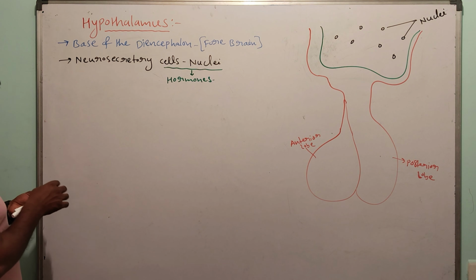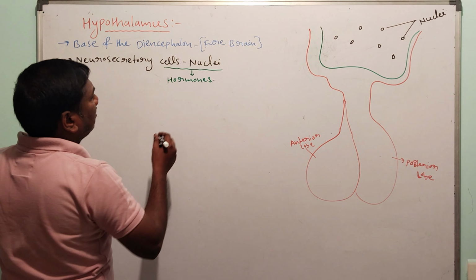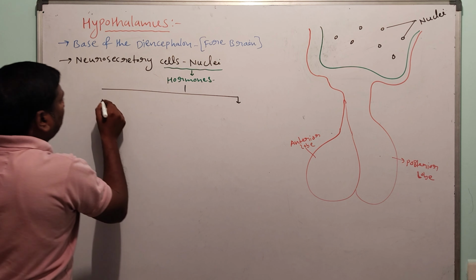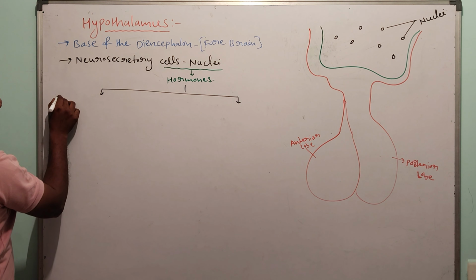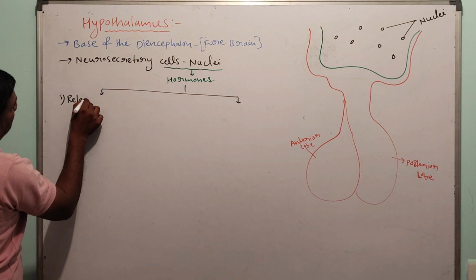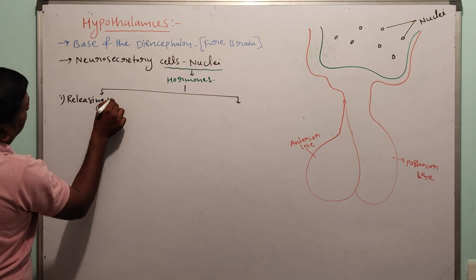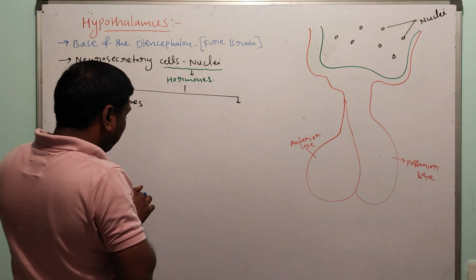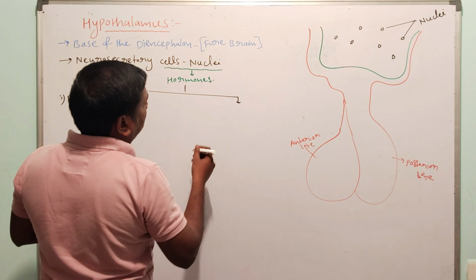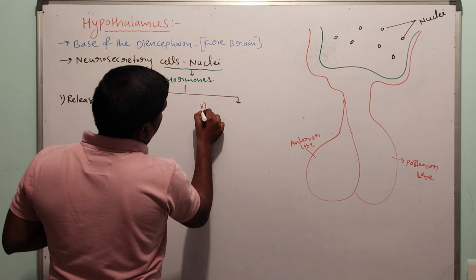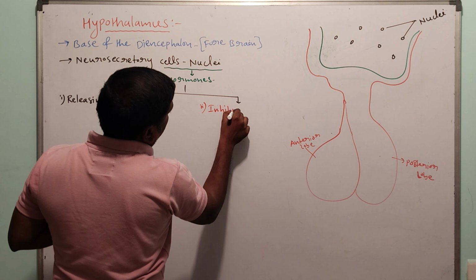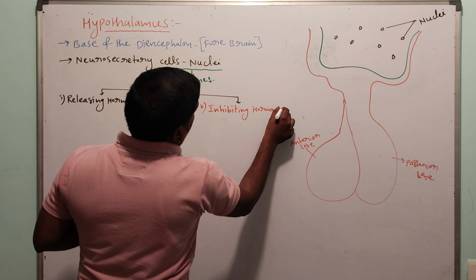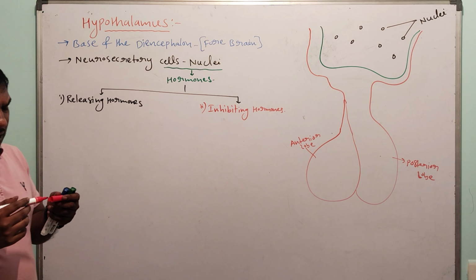The hormones released by the hypothalamus are of two types. One is the releasing hormones. The second one is the inhibiting hormones. Releasing hormones and inhibiting hormones.